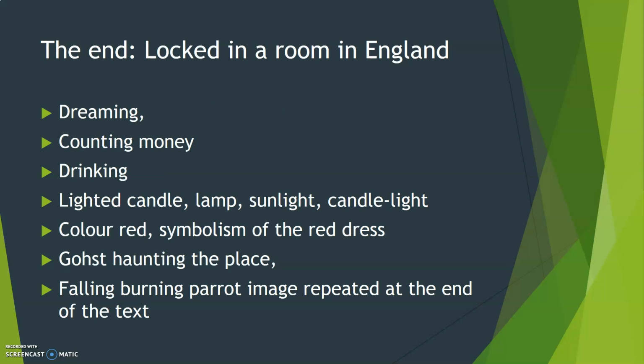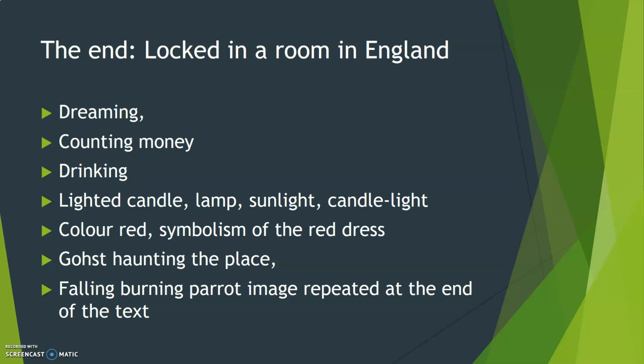At the end now, Antoinette is locked in a room and the setting moves to England. So I want you to examine what you gather from dreams and dreaming, counting money, drinking alcohol. There's a lighted candle, a lighted lamp, there's sunlight, there's candlelight. See what you make of the color red, the symbolism of the red dress. Is there a ghost haunting the place? What is your take on this thing about ghosts?